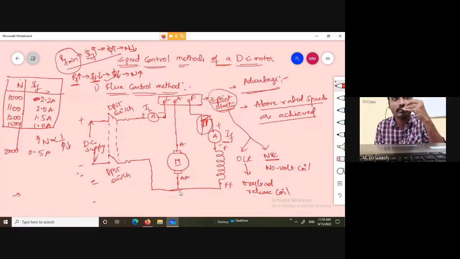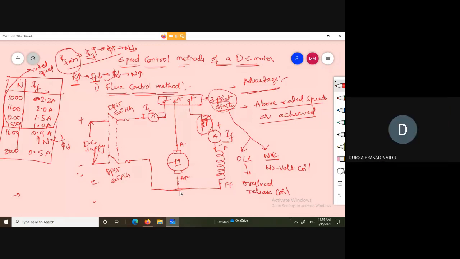This is the rated value, rated speed, which is indicated on the nameplate details of the machine, on the motor. If we reduce the current, that means 0.9, we are getting increased values of rpm. So in this way we will get above rated speeds. Okay, have you understood? Yes, sir.